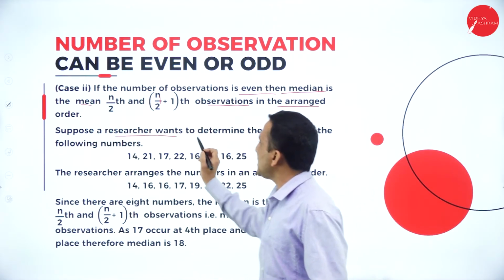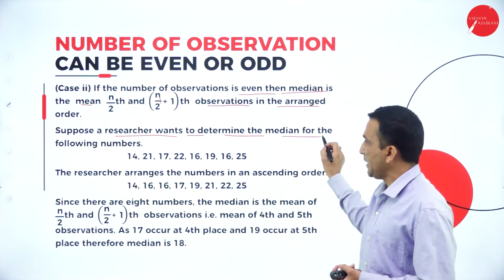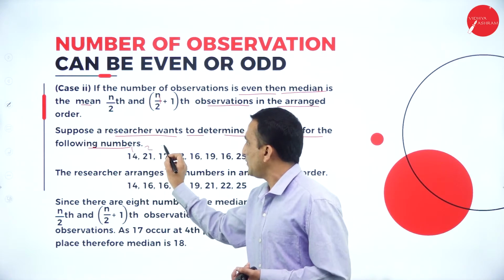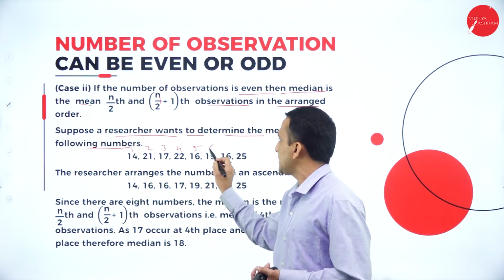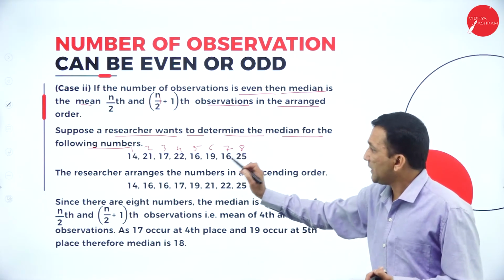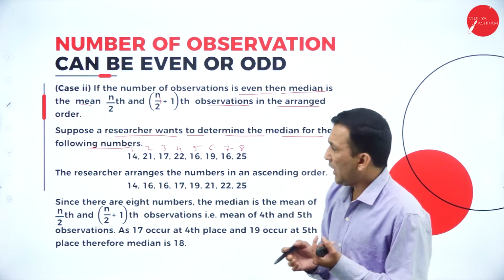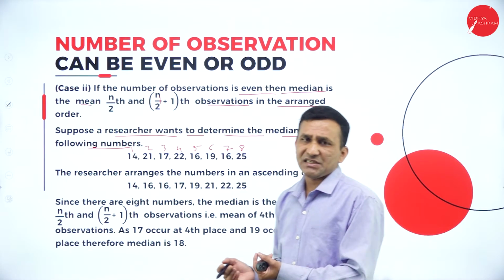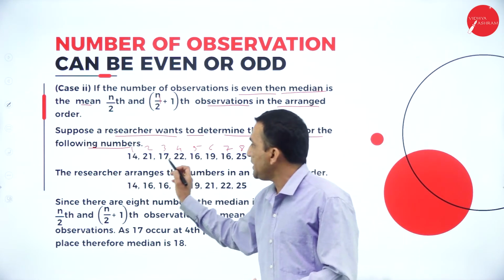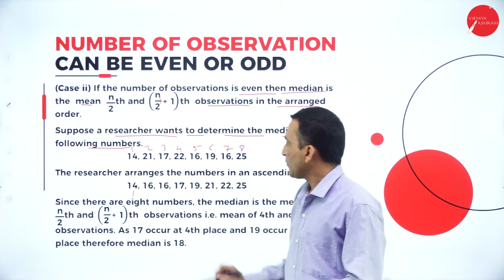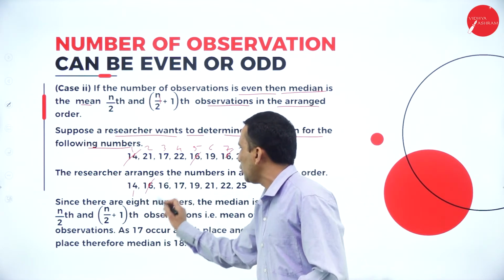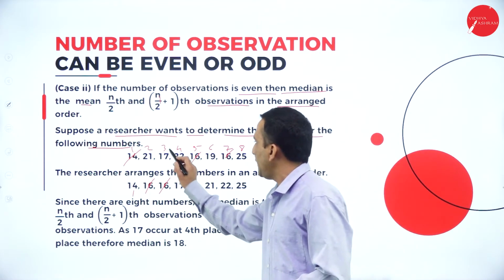Now, suppose the researcher wants to determine the median for the following numbers. For example, the first number, second number, third number, fourth, fifth, sixth, seventh, eighth number. There are 8 numbers given. As a first step, we need to arrange them in ascending order. First, the least number is 14. Second least number is 16, 2 times. After 16, 17.